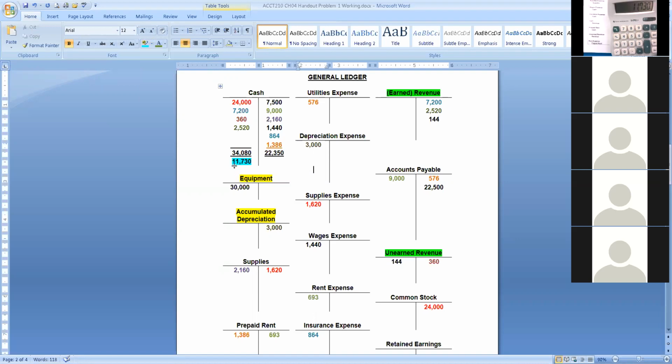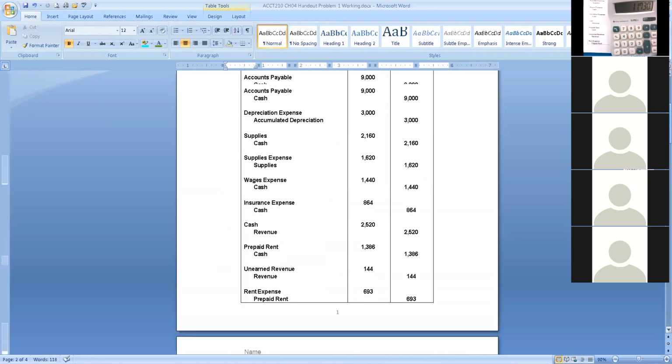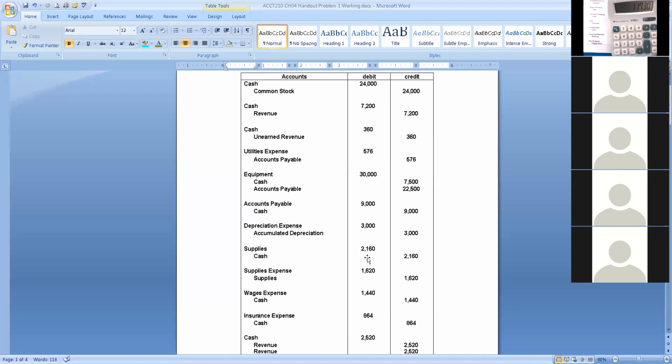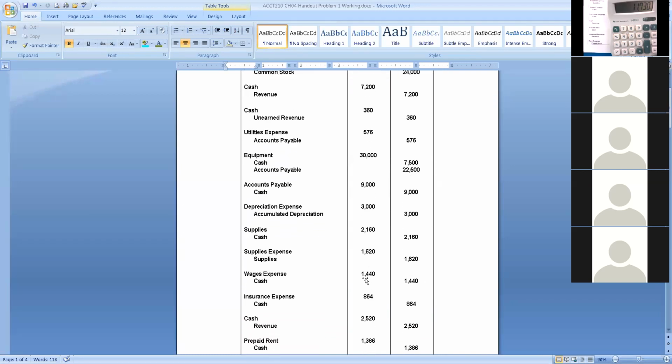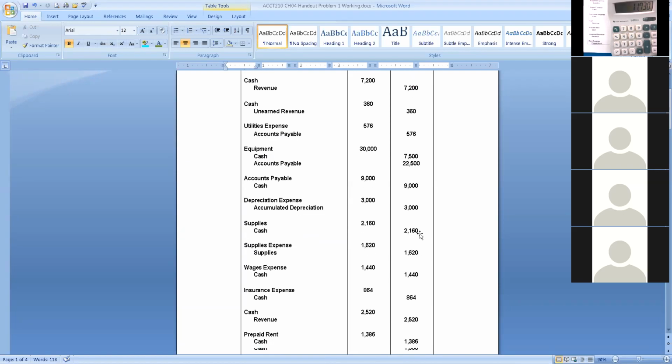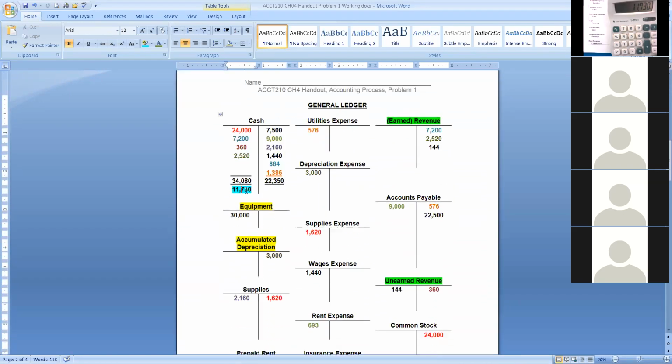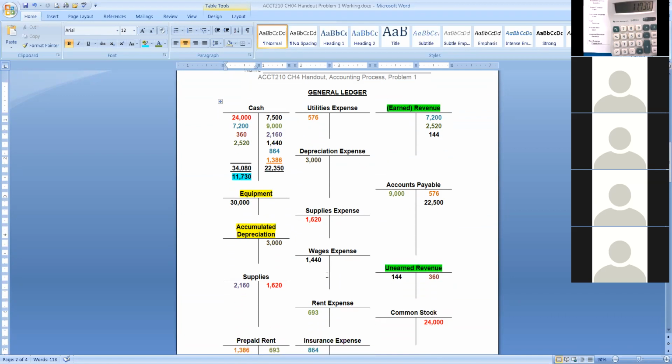So that's how much cash we have: 11,730. Now notice you cannot get that from the journal entries. You look at this and ask how much cash do you have? You have no idea. Well, it would take you a while to figure it out. But in the general ledger, we go through and post all the entries, and then it tells us how much there is.